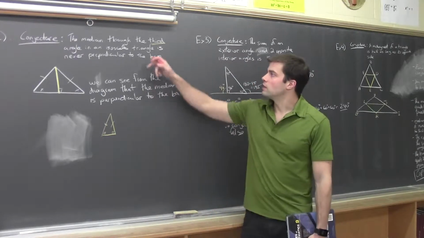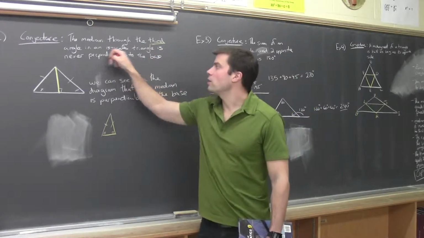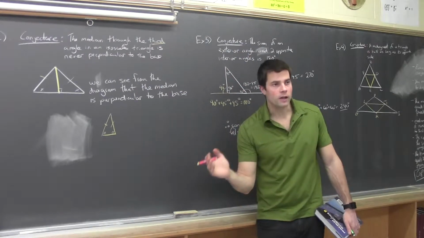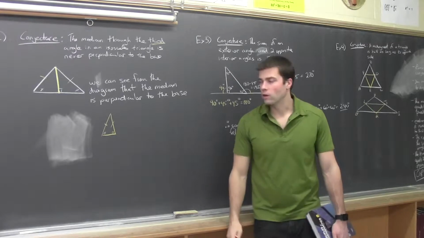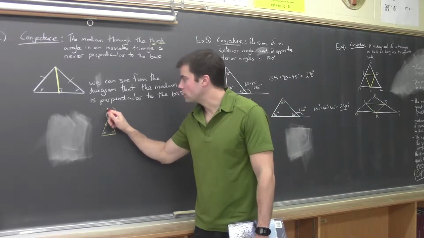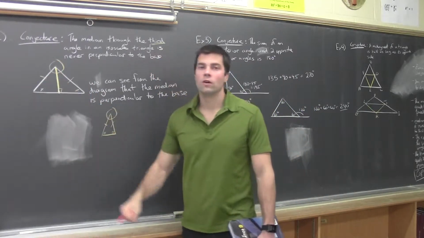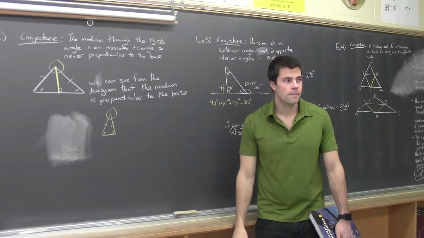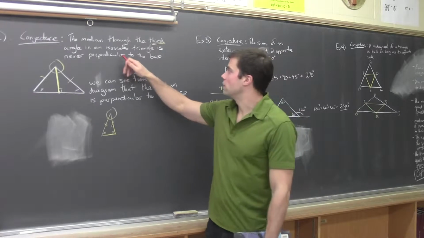So when I say a median through the third angle in an isosceles triangle, what I'm referring to is the angle that's not in common with another angle. In this particular case, I'm referring to this angle, or this angle. That's what the conjecture is referring to. Any questions about that? I want to make sure that is clear.